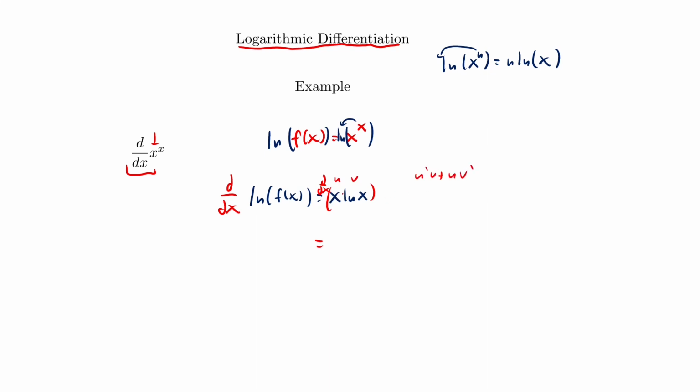That's the product rule. So we're going to take u prime, which is the derivative of x, which is 1, times the natural log of x, so that's v, and then plus x times v prime, the derivative of natural log of x, which we know is 1 over x. And as you can see, the x's here will cancel, so this is just going to be the natural log of x plus 1.